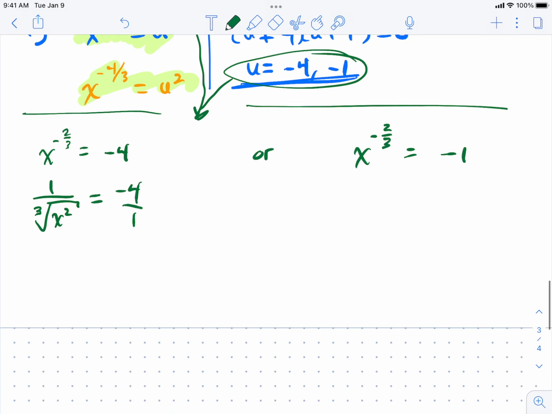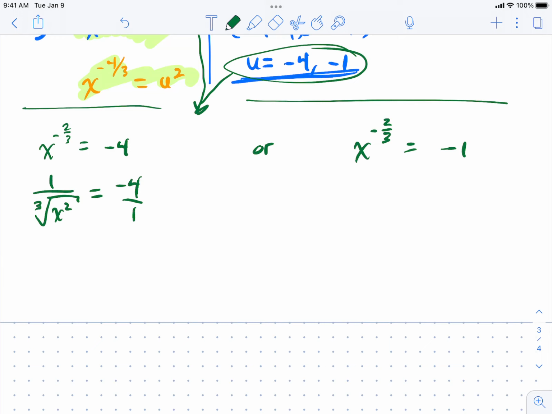Why am I writing it that way? Because now what I can do, and I don't know how often we see this move, but we could just flip both sides of the equation over. So this is cube root of x squared over 1 equals, and that will become a negative, flip it over, -1/4, like this. So I'm just taking the reciprocal of both sides is what I'm doing.